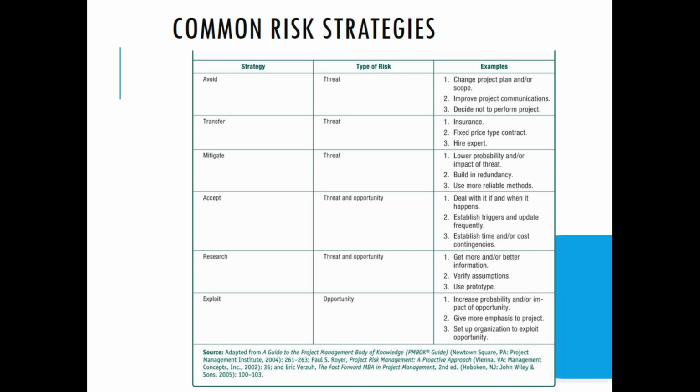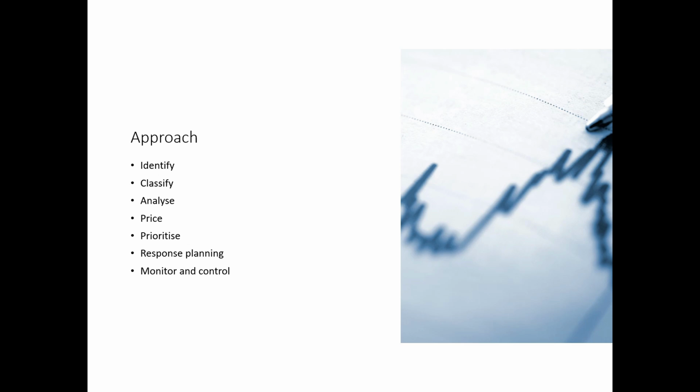After all, the purpose of the risk management is to reduce the risk level to an acceptable level for the stakeholders and sponsors. This is a 7-step approach to risk management. First, we need to identify the risk. Next, after that, we need to classify the risk. Then we need to analyze it.